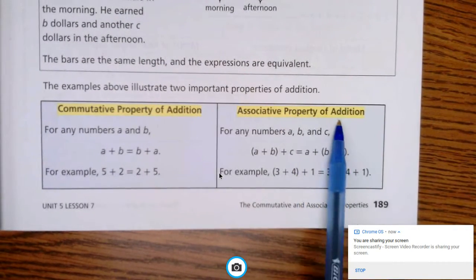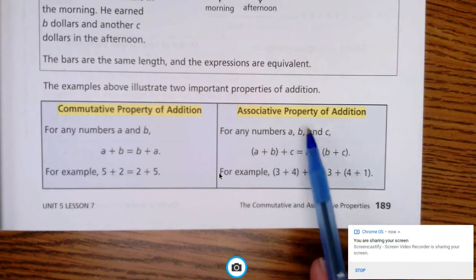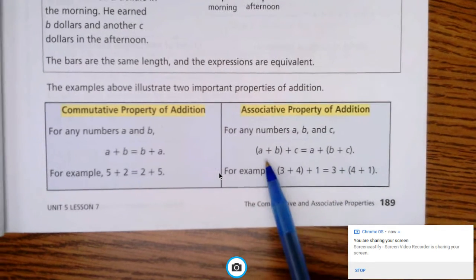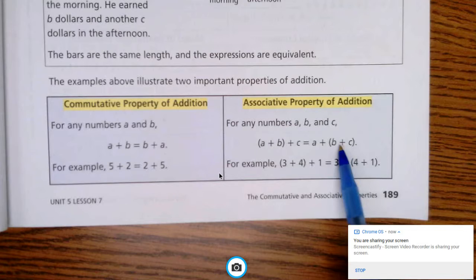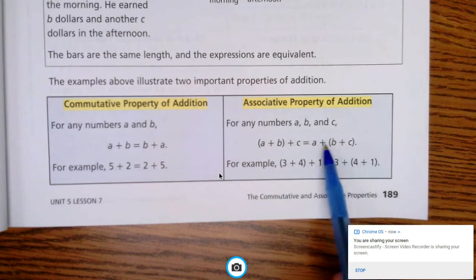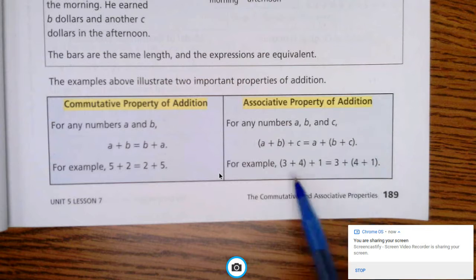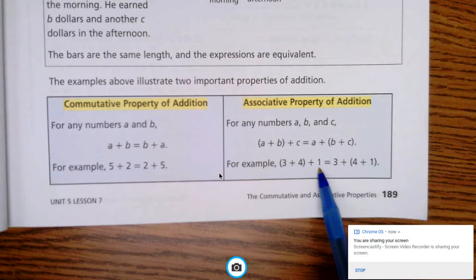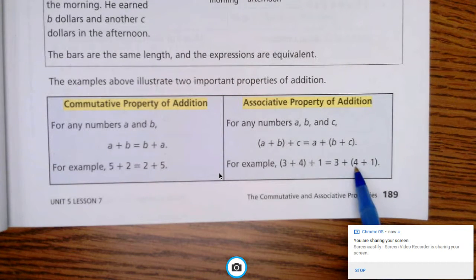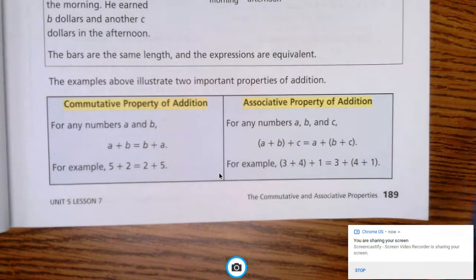And then the associative property of addition tells us that for any numbers, for example A, B, and C, A plus B together, added to C, is going to be equivalent or equal to A plus the result of B plus C. They're all addition, so it's going to give you the same total. For example, if you substitute A with 3 and B with 4, 3 and 4 plus 7 is 8. It's going to be the same as adding the 4 and 1 here with the 3. So that's that.